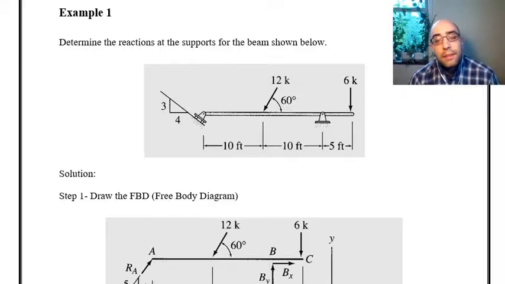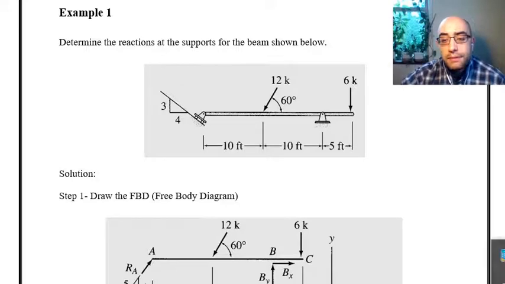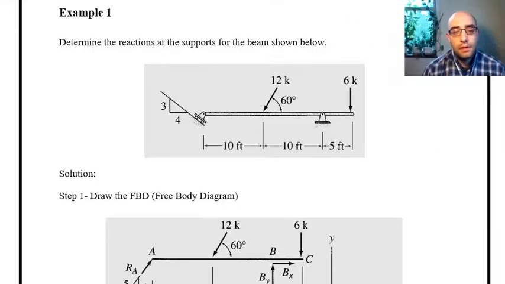But let's see how we should find the reactions in structures and how we can understand whether a structure is determinate or indeterminate. So let's take a look at the first example and see how we can find these reactions and do the structural analysis for this simple beam over here. As you can see, the question is saying determine the reactions at the supports for the beam shown below. So we have to find the reactions in this beam.